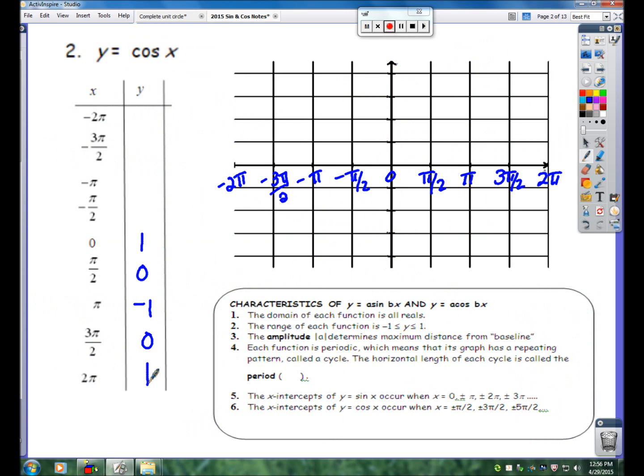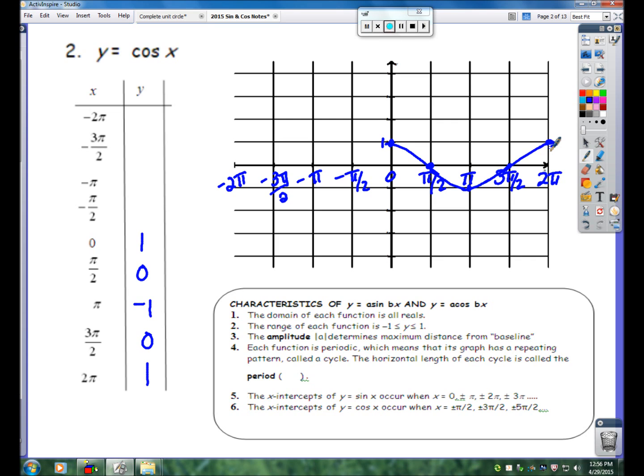All right, so let's graph that pattern. So at 0, now we're up at 1. Pi over 2, we're at 0. At pi, we're down at negative 1. At 3 pi over 2, we're at 0. And at 2 pi, we're up at 1. So here's this pattern. And these are curves. Make sure you're drawing them curves, not straight lines. So these are curves, and like I said, it keeps on going. So that represents one period, one pattern.